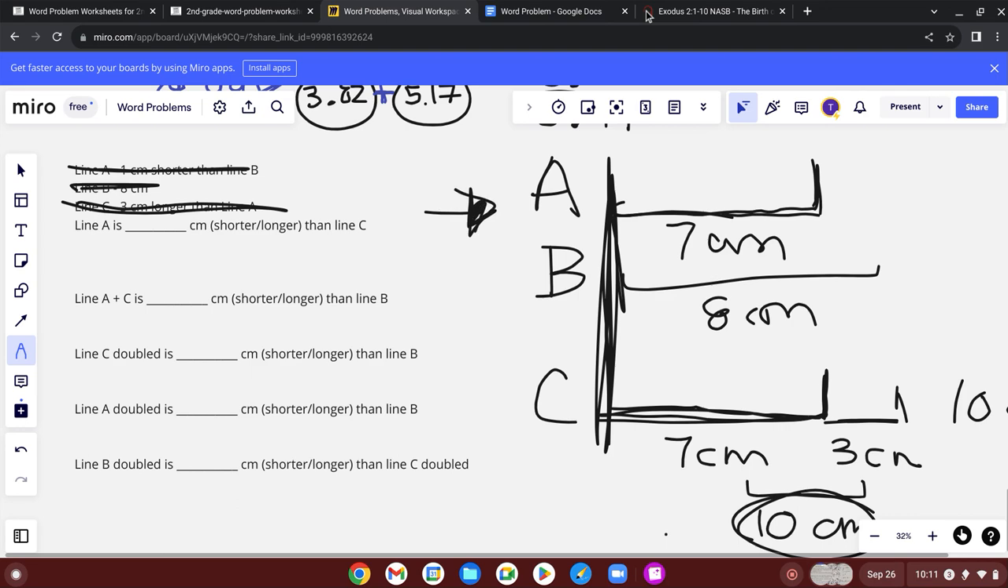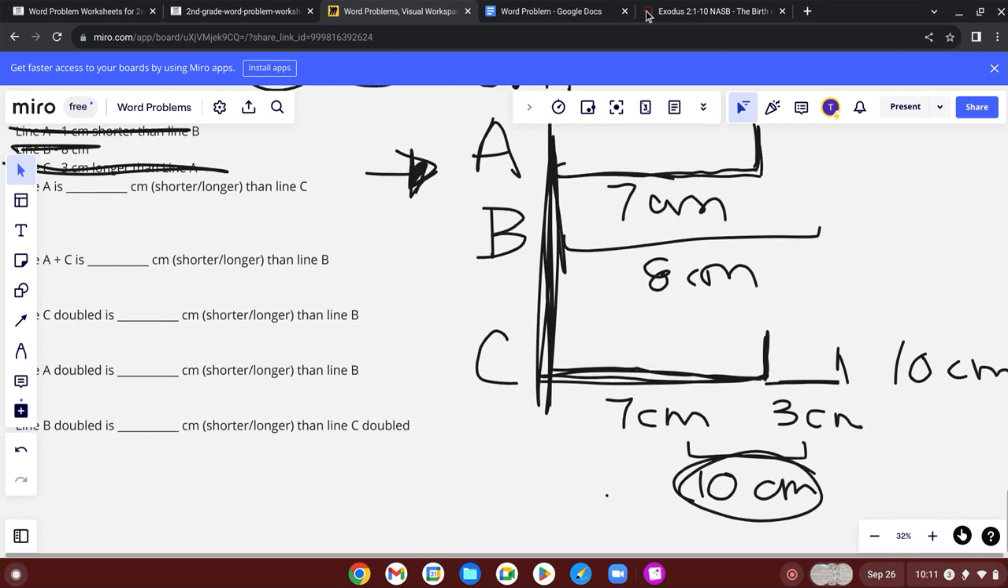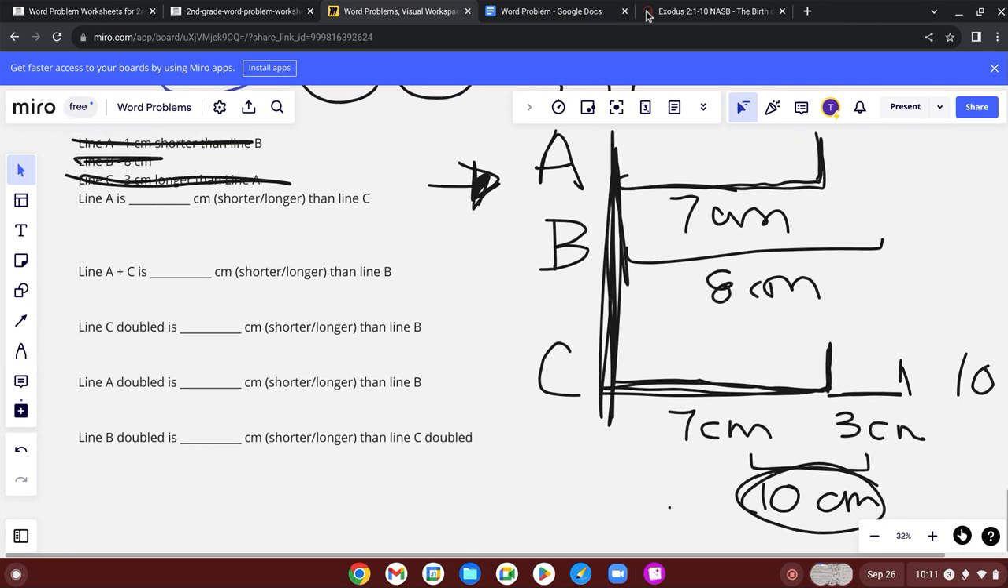So now, can I do this? Not yet. So now we're gonna do this. Line A is blank centimeter shorter or longer than line C. So okay, we know the first thing is line A is shorter than line C. Hold on. So line A is shorter than line C by how much? By 7 centimeters? Yes.